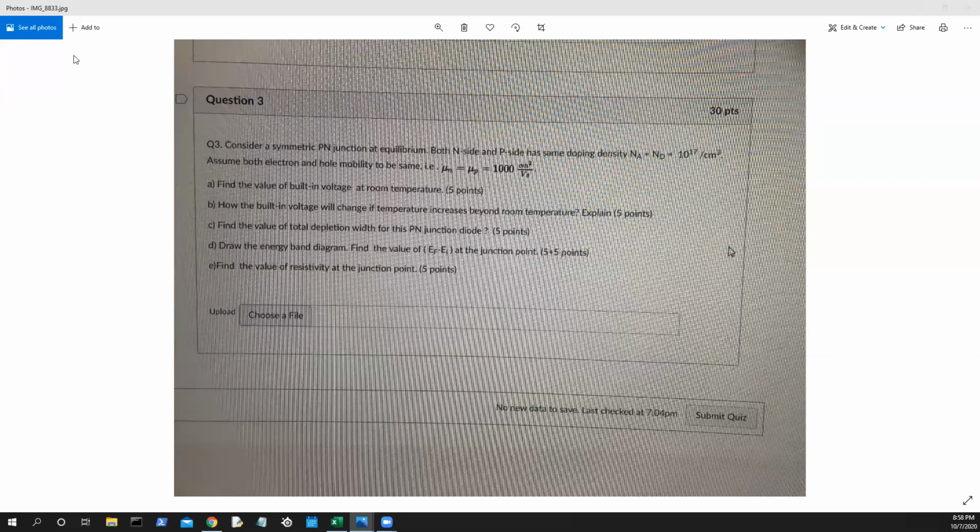With our, how do I forget the name of this? Our graph of the Fermi level, whatever that thing is. I said it like 10 times for question 1.